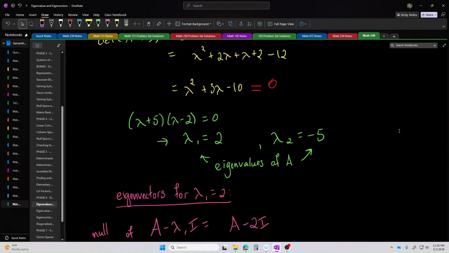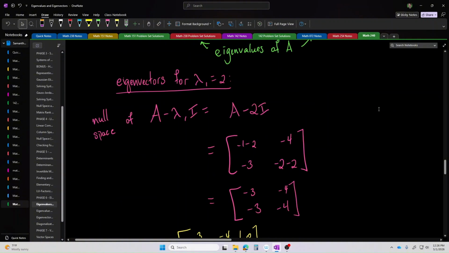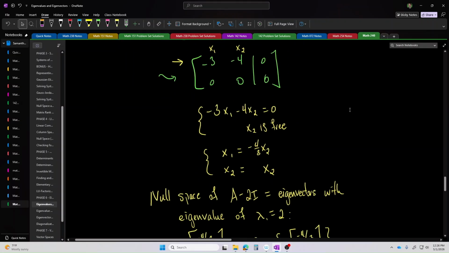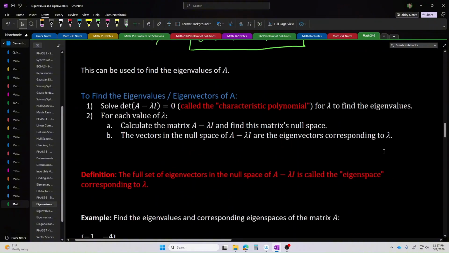Now, once you've found the eigenvalues from this determinant calculation, one by one, go ahead and find the associated eigenvectors. For example, to find the eigenvectors associated with the specific eigenvalue of 2, go back into your matrix A minus 2 times I and look at its null space. The null space of this matrix A minus 2 times I is going to be the set of all the eigenvectors associated with 2.